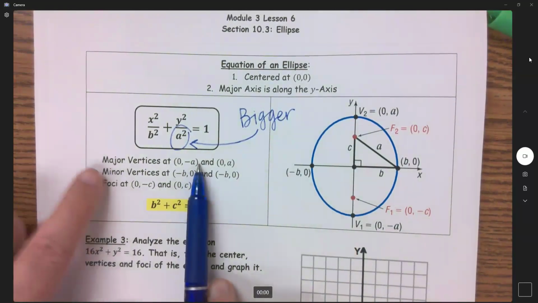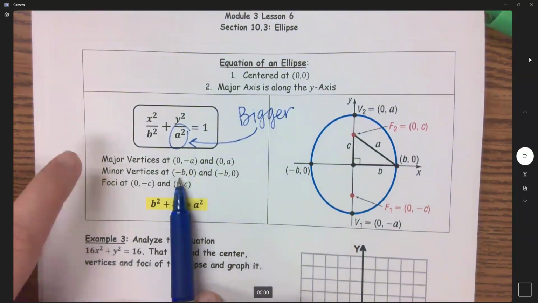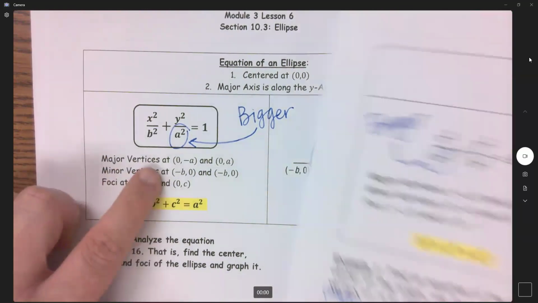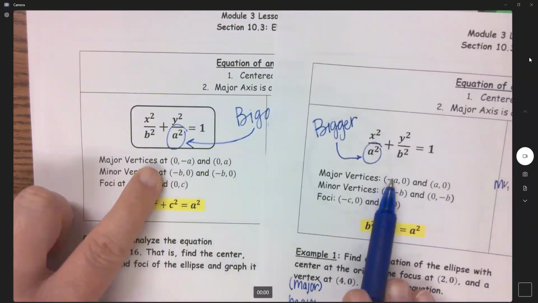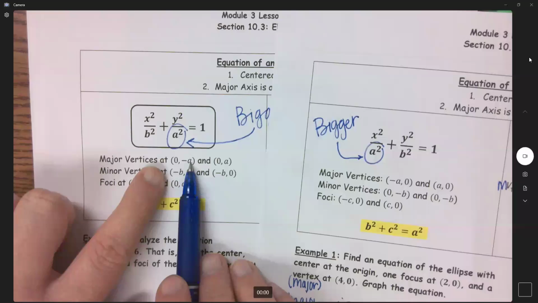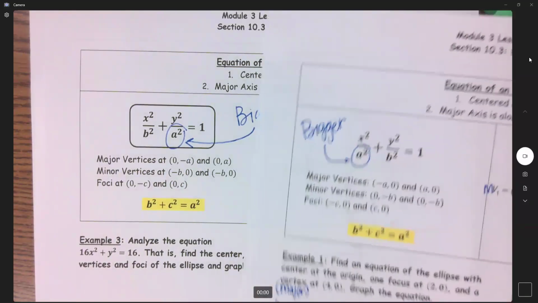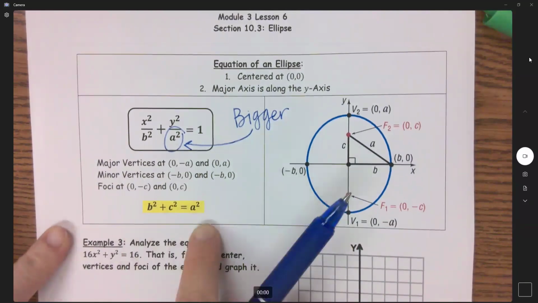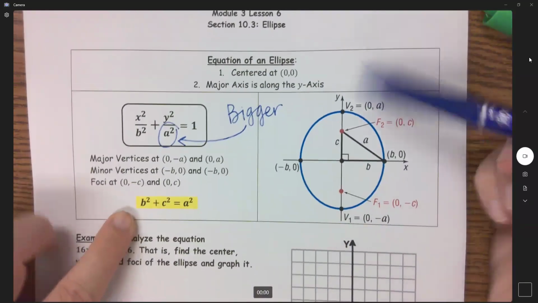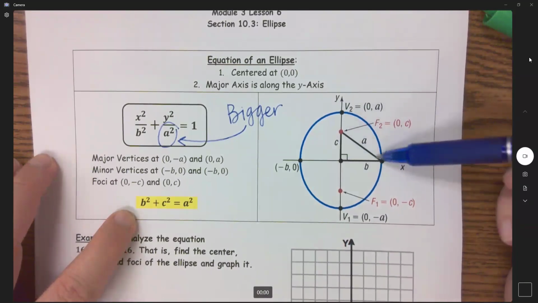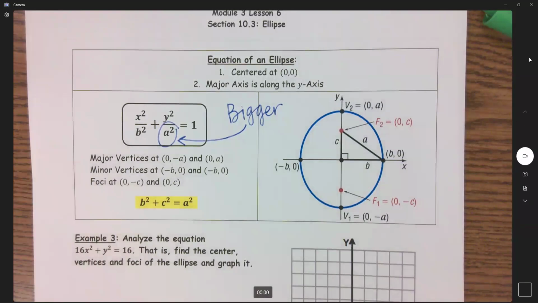So my a still goes with major, b still goes with minor, c still goes with foci. The order has changed. Notice my major was at negative a, 0, now it's at 0, negative a. So the order on all of those has changed, so be careful. But this formula stays the same. Still using that Pythagorean theorem. This is my leg squared plus my leg squared equals my hypotenuse squared.